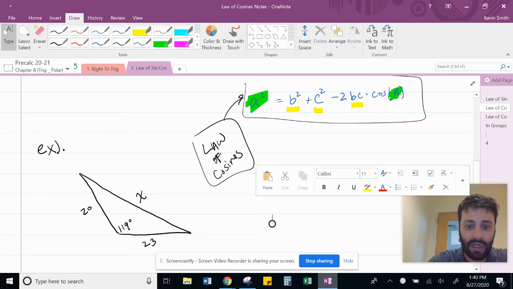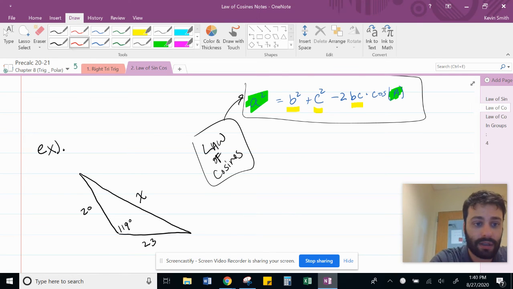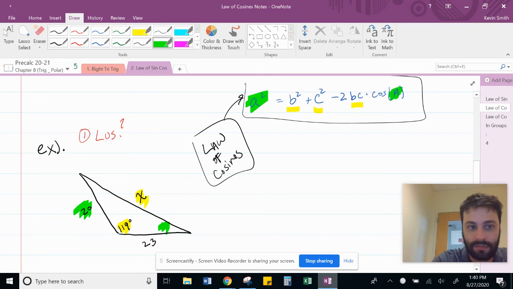This problem right here. First thing I'm going to do is check, can I do the law of sines? Well, let's see here. I've got this angle and the corresponding side. That's good, but I can't use this side and this angle. So that means I cannot use the law of sines, so I'm going to have to use the law of cosines here.